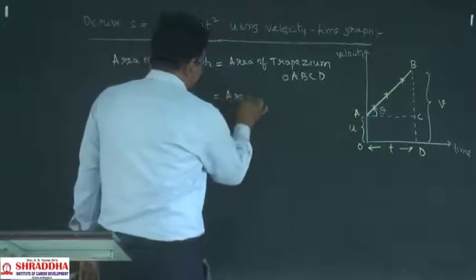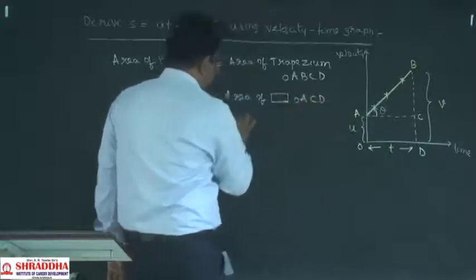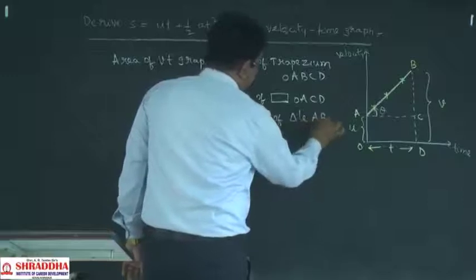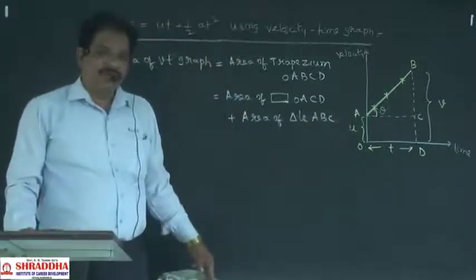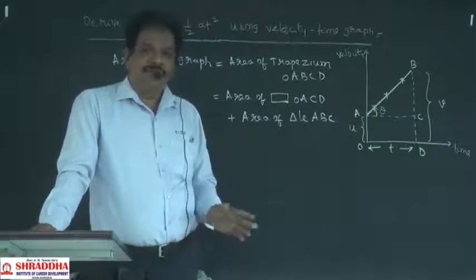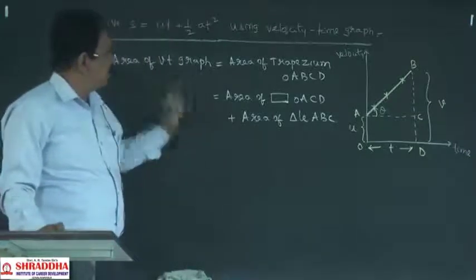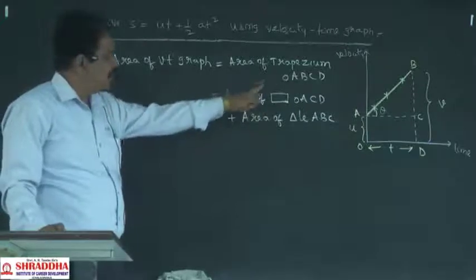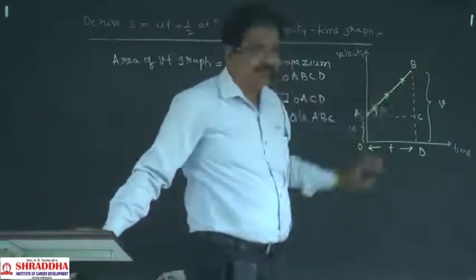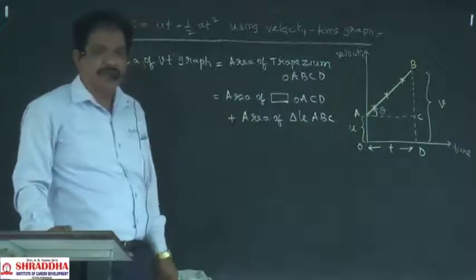Area of rectangle OACD plus area of triangle ABC. Clear? So, to derive v = u + at, we considered the slope of the graph. To derive s = ut + half at square, we considered the area of the graph. Area of the graph means the area of the trapezium OABCD, which I divided into two parts. This is the first part, this is the second part. So area of the rectangle OACD plus area of the triangle ABC.